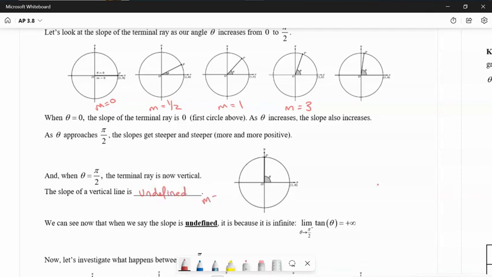And we talked about that looking at our ordered pair, m would be equal to 1 over 0, which is undefined.